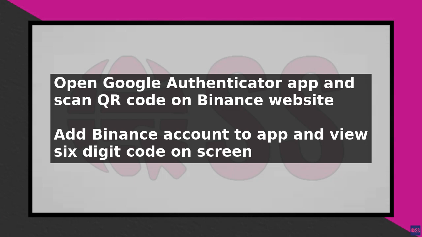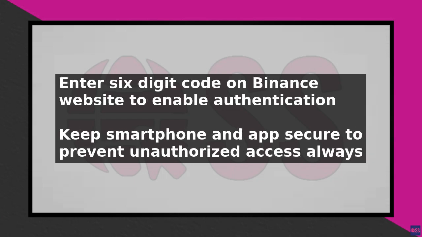In case you lose your smartphone or the Google Authenticator app is not working, you can disable it from the Binance website by going to the Account section and clicking on the Security tab. Then scroll down to the two-factor authentication section and click on the Disable button next to the Google Authenticator option.